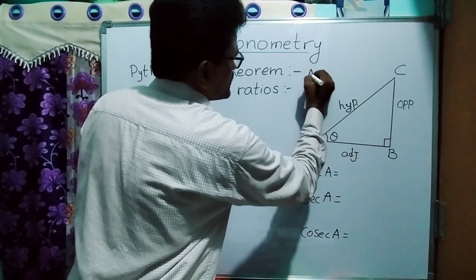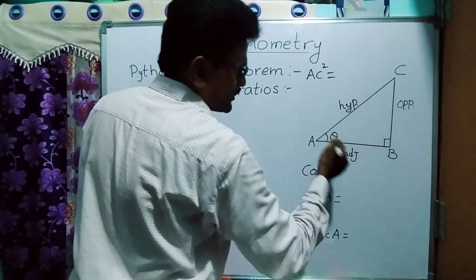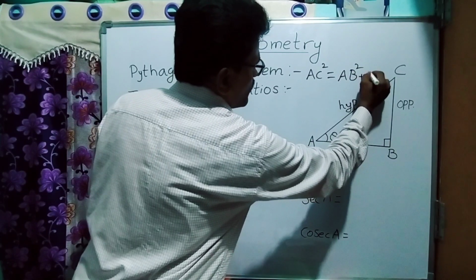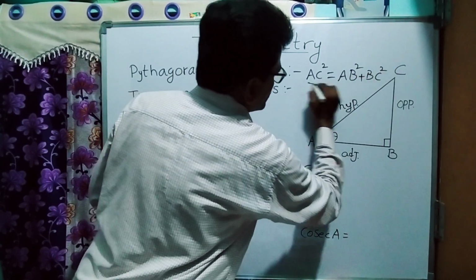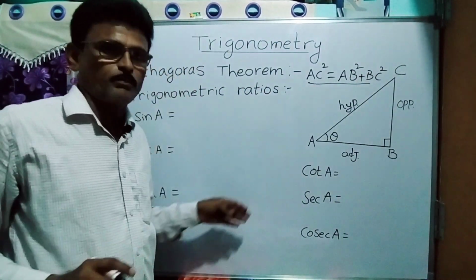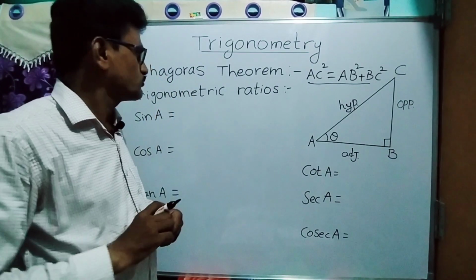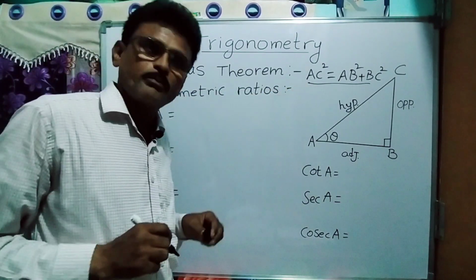So what is AC square? AC square equals AB square plus BC square. This concept we will use in many problems. Without the Pythagoras theorem, trigonometry is not there. So that's why I introduced it.